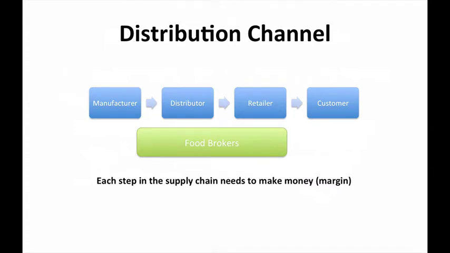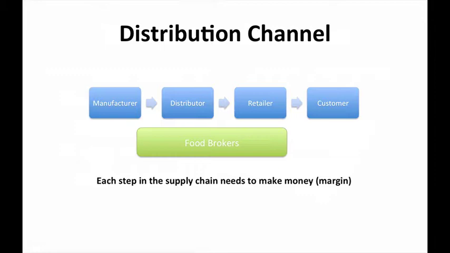And then you've got the distribution channel, which is basic pricing here. You are the manufacturer. You sell to a distributor. The distributor sells to a retailer, and the retailer ultimately sells to the customer. Now that green box that you see on the screen there, that represents the food brokers.